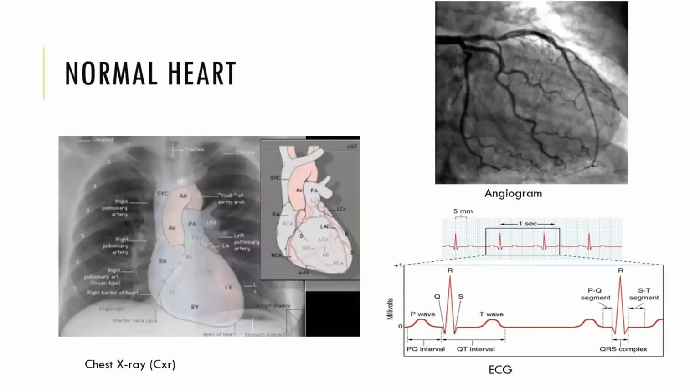Okay, so here's another look at the normal heart in a chest x-ray. That's the abbreviation there, capital C, lowercase x, lowercase r for chest x-ray. And this even has the different parts of the heart, which we're going to learn about, marked off. And this is an angiogram of the heart.